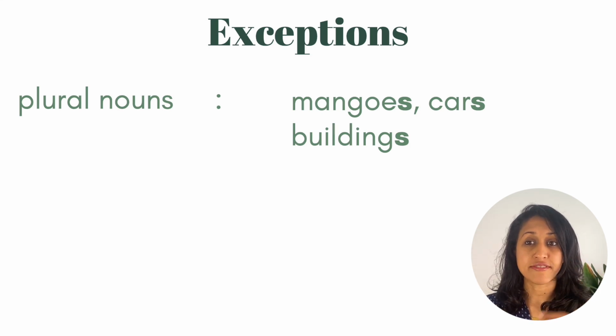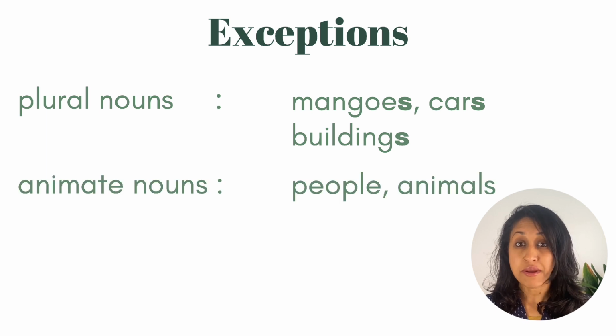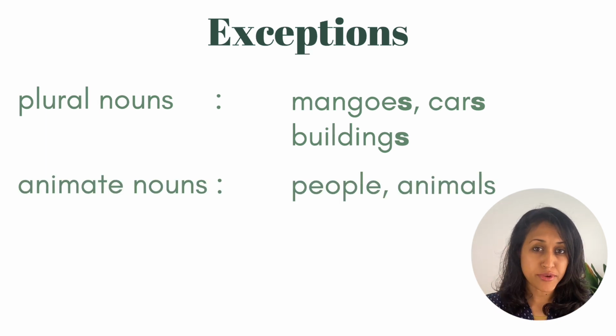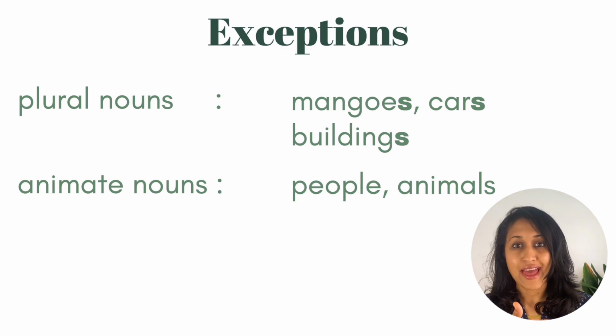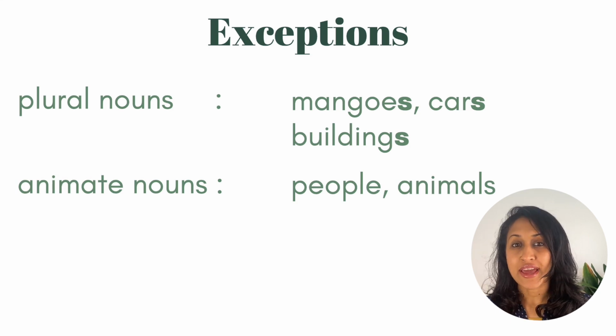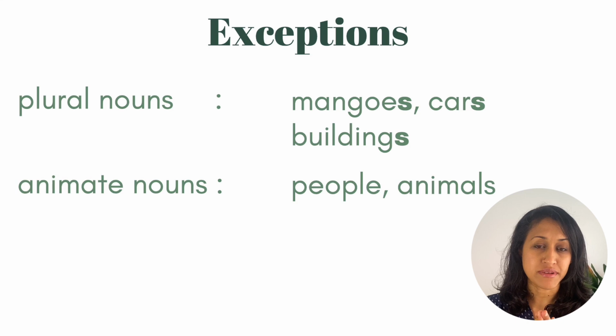The second situation is with animate nouns. In Sinhala, nouns are divided into 2 categories. You guessed it. Animate nouns are 1 category and inanimate nouns are 1 category. Animate nouns are anything like people or animals.